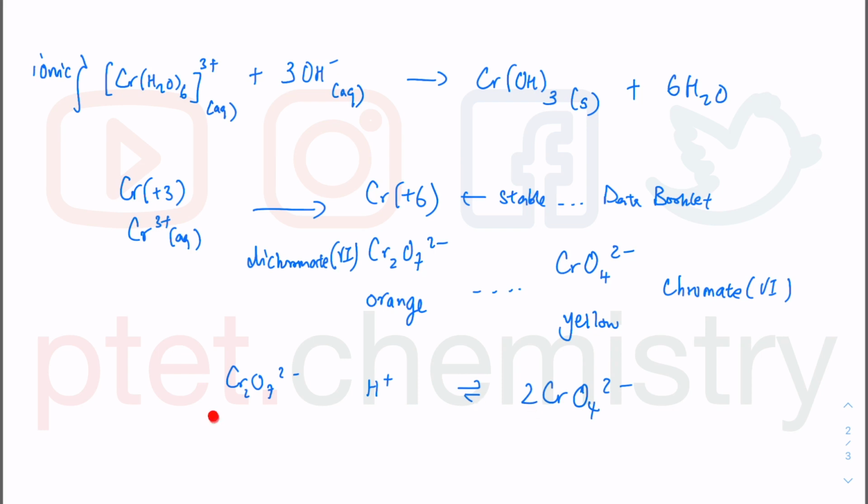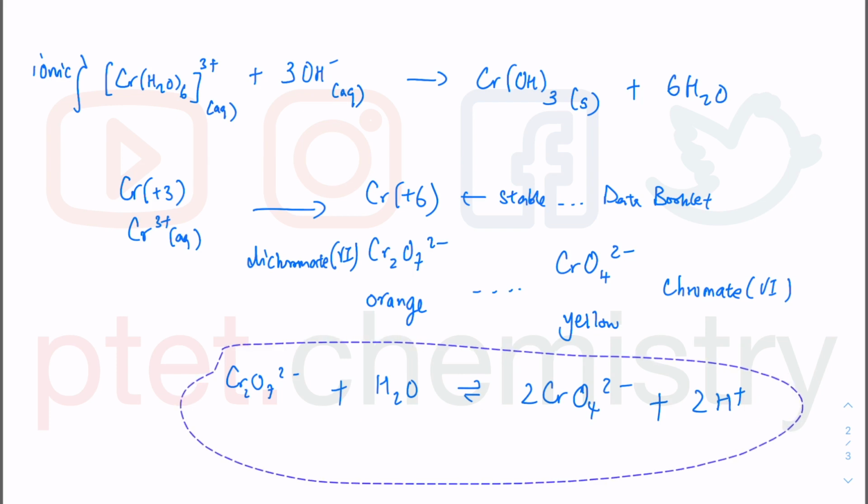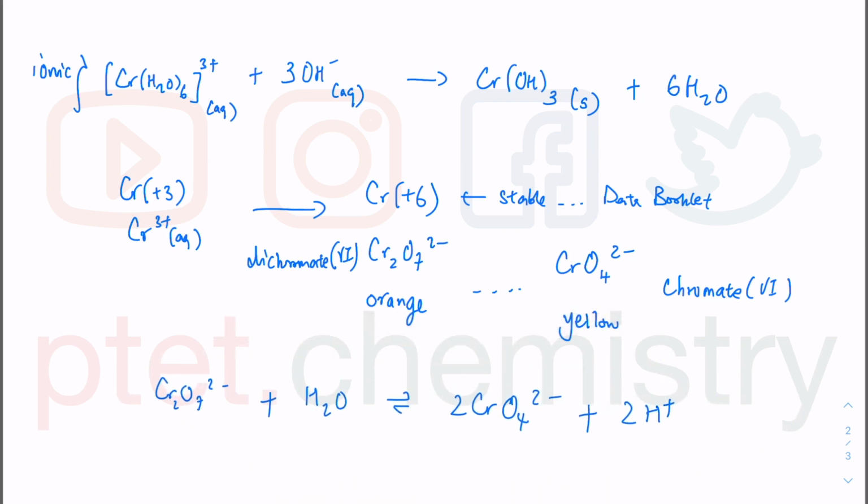So I've got 2 chromium, I've got 8 oxygen, I've got 7, which means the H plus is on the right hand side, and I have H2O on the left hand side. That way I just have it like that, and I've got the 7 plus 1, 8 oxygen. I've got the 2 hydrogen, I've got the 2 chromium. So this equation is a balanced equilibrium now. This is your yellow color on the right, this is your orange color on the left.